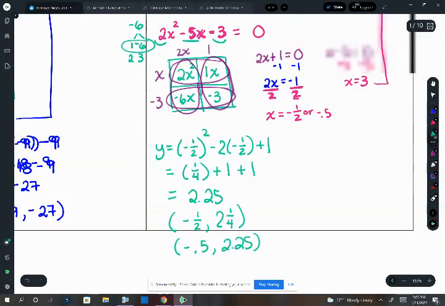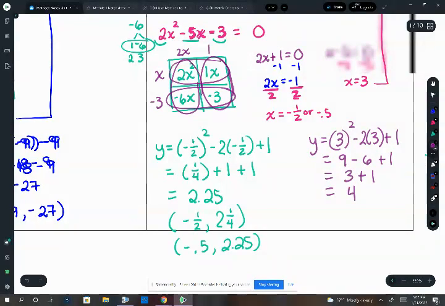And then you're going to do that again, but you're going to plug in the 3 value. So you've got y is equal to 3 squared minus 2 times 3 plus 1. And so you've got 9 minus 6 plus 1, or however you're doing that. You can put it in your calculator as well. So 3 plus 1, which is 4. So my other solution is 3, 4.